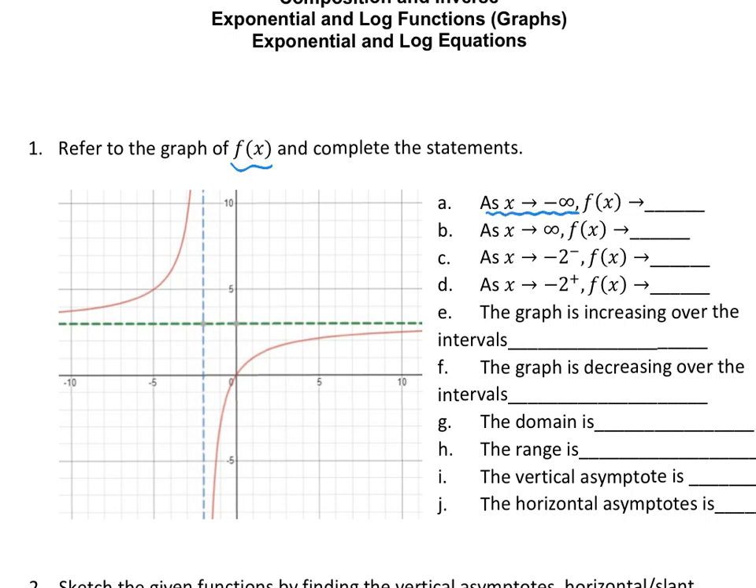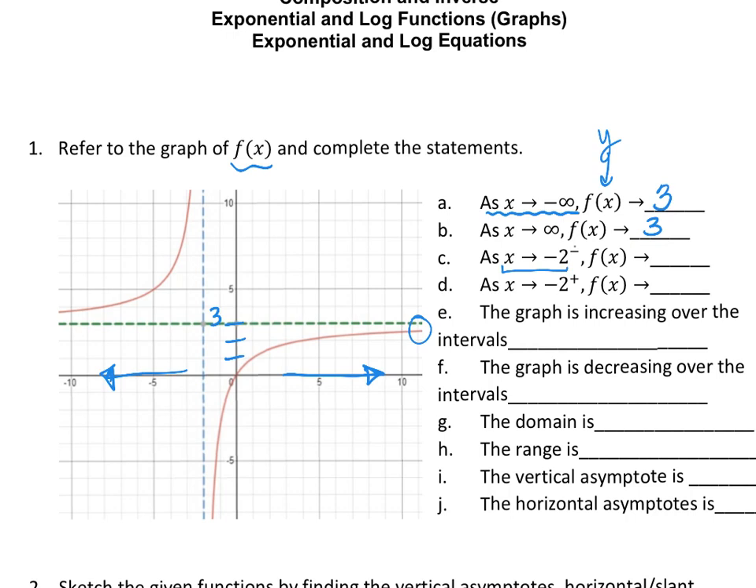It says as x approaches negative infinity. So as our x values go to the left, we want to know what our y values are approaching. And our y values are approaching that green line, which happens at 3. 1, 2, 3. As our x's go to positive infinity, again, we're asking what's going on with our y values. They're also approaching 3.